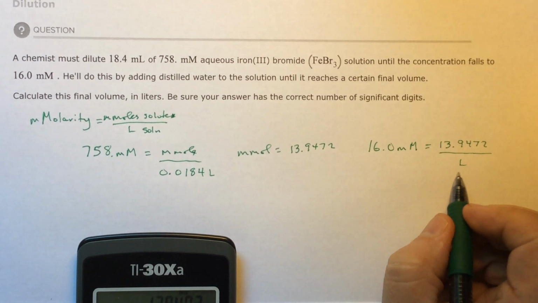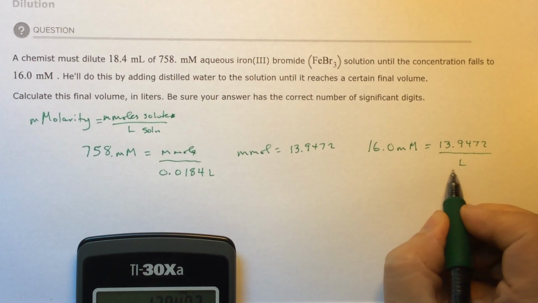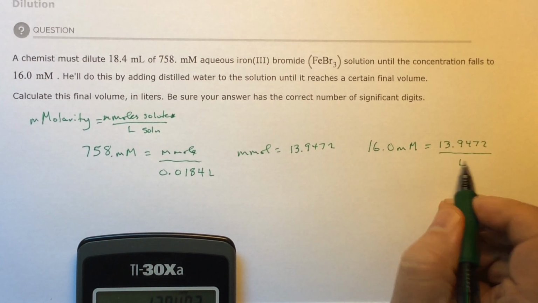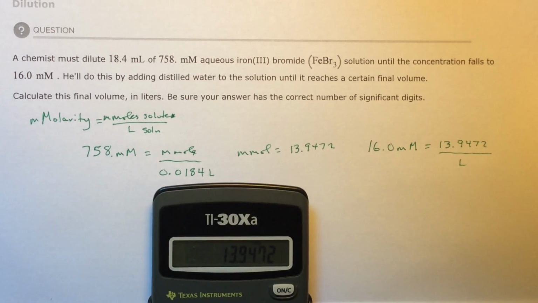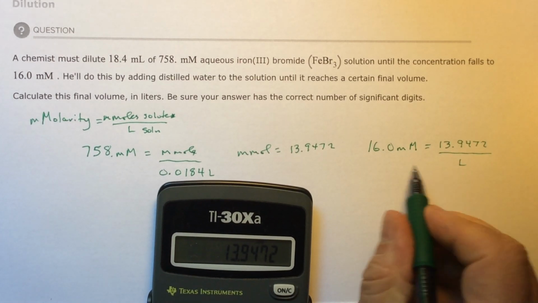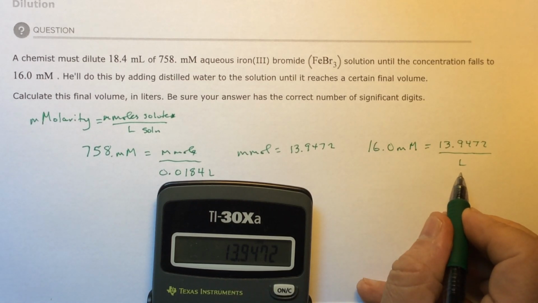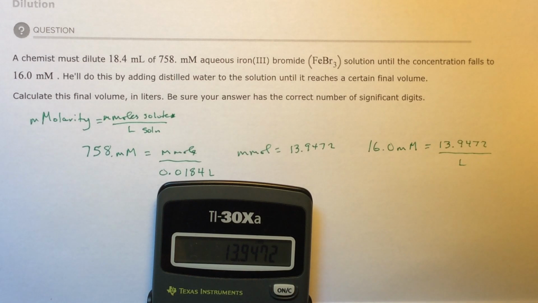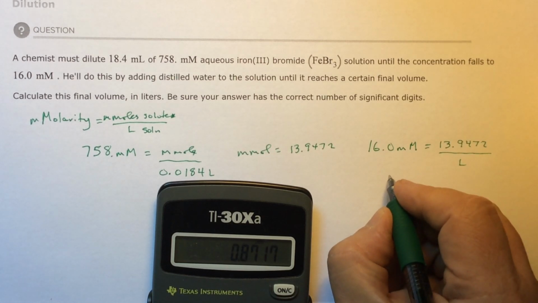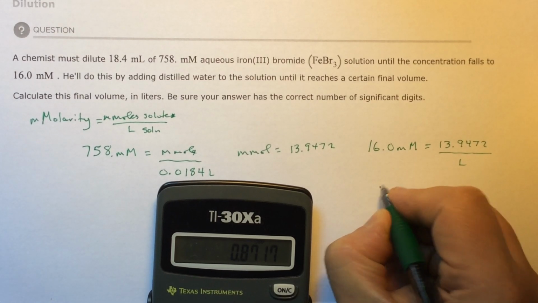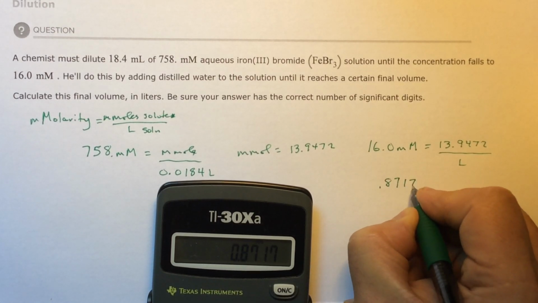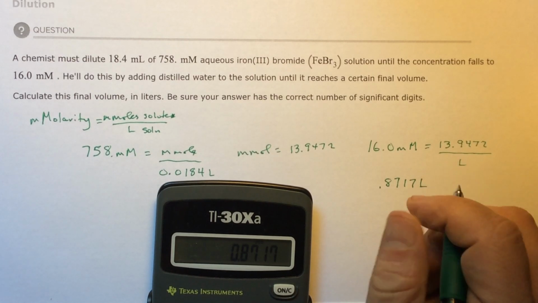You see, so I have everything I need. I'm just solving for liters. So I'm going to bring this up and divide by the 16. If I bring this up, it'll be 16 times liters, and then divide by the 16, get it out of the way. And I'm going to have 13.9472 divided by 16. This is now liters, so I have 0.8717 liters of new stuff.